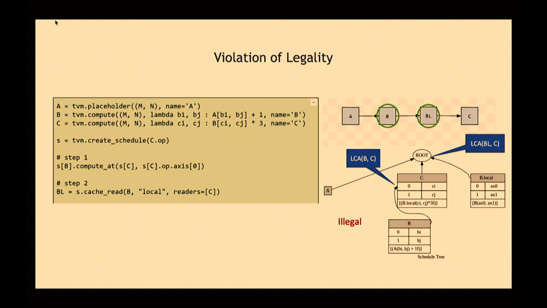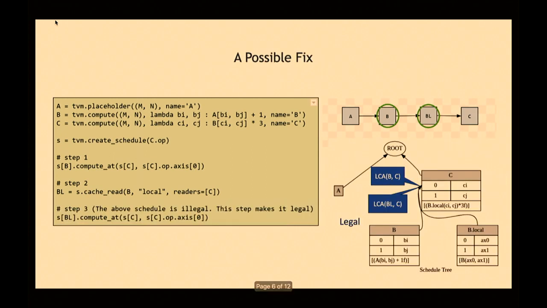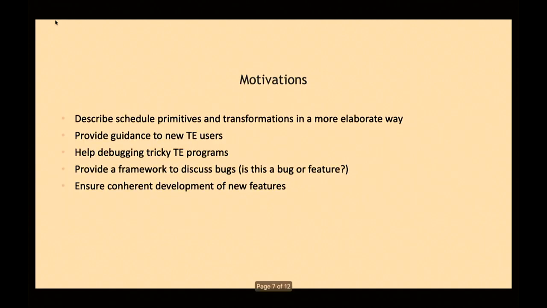So this is illegal. One possible fix is just to move BL and C so that B, BL, and C are within one loop, so we can restore the data dependency. Okay, so that's the example.